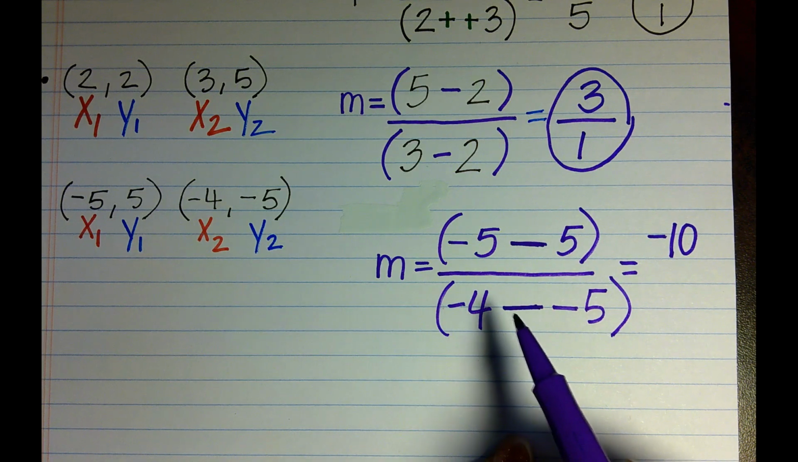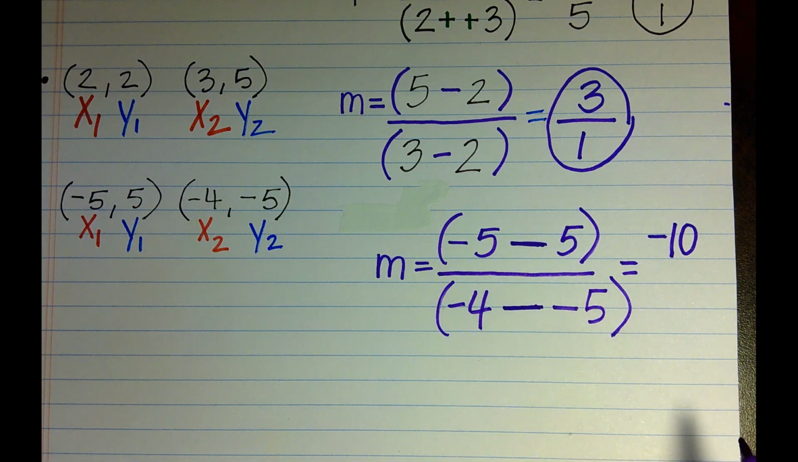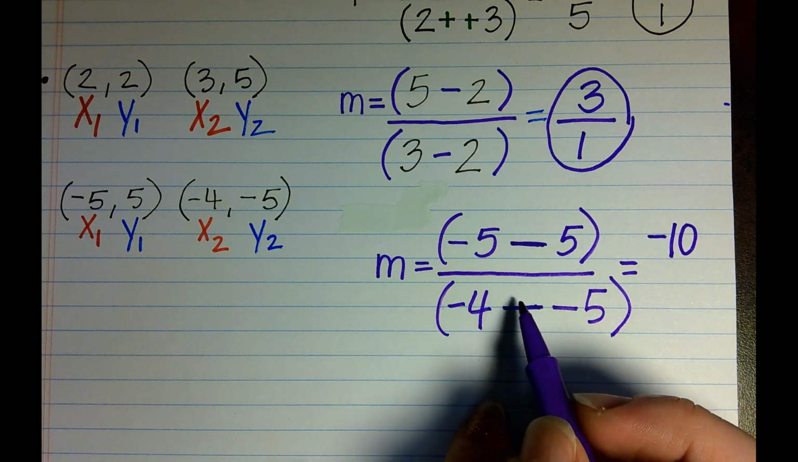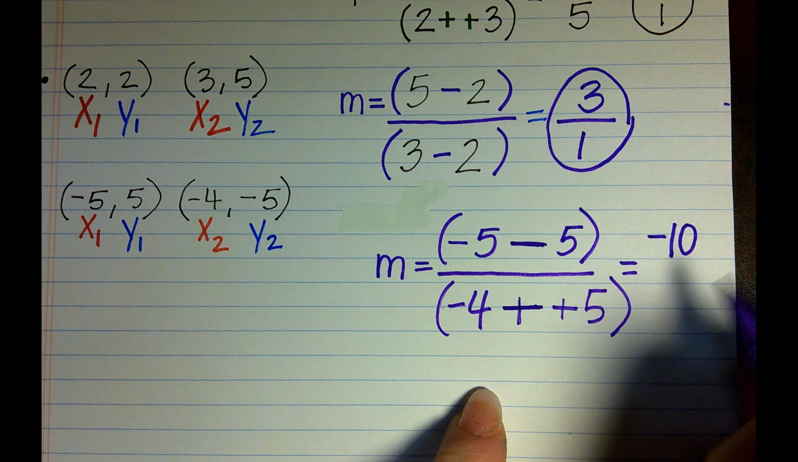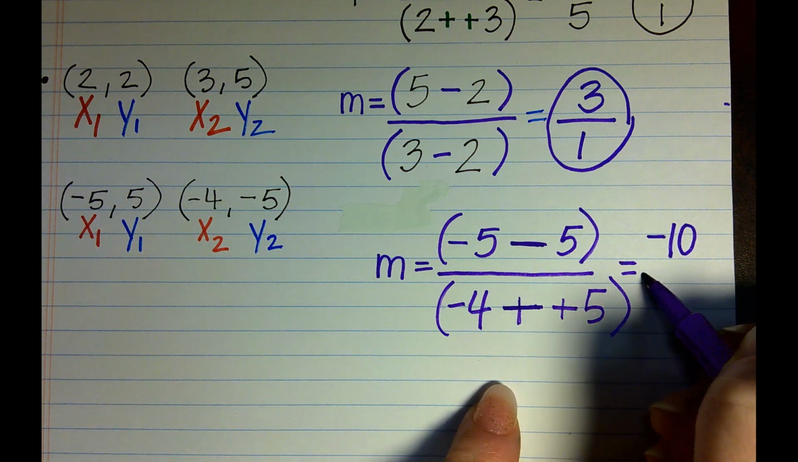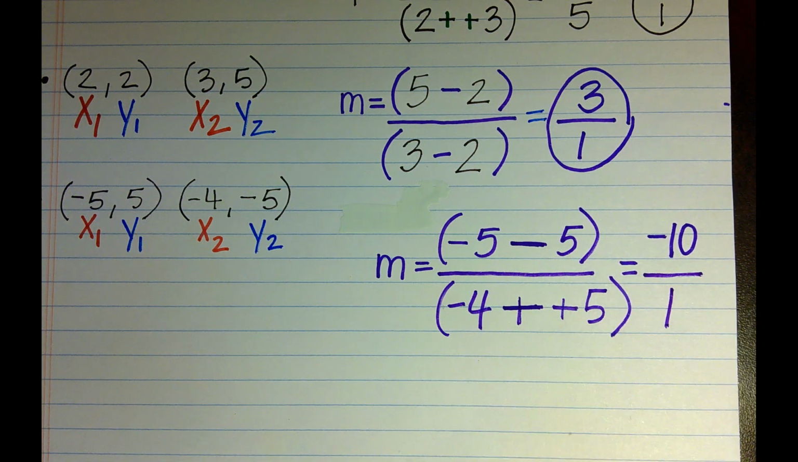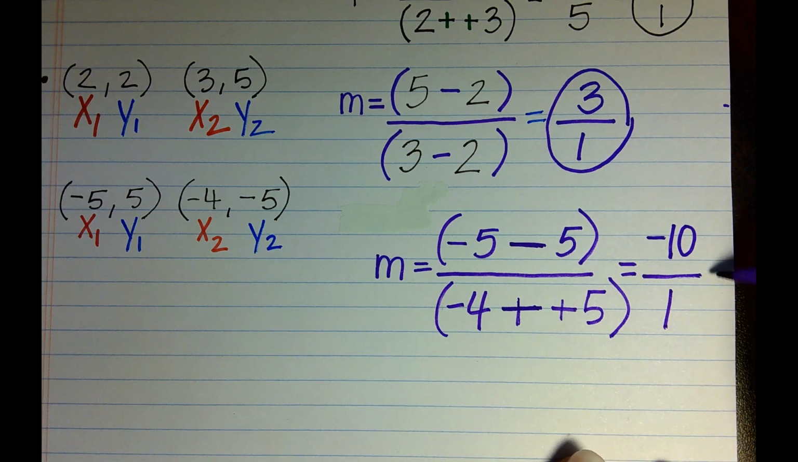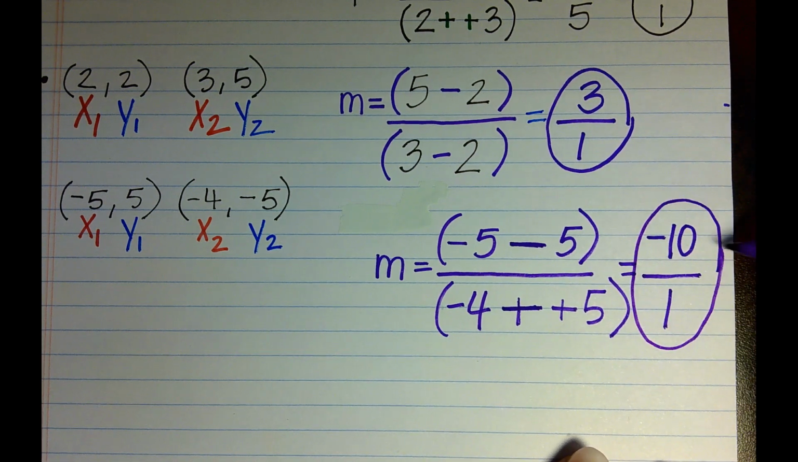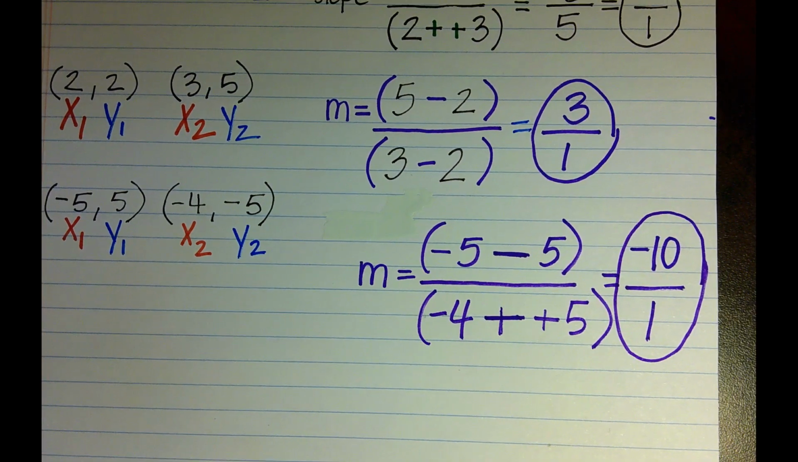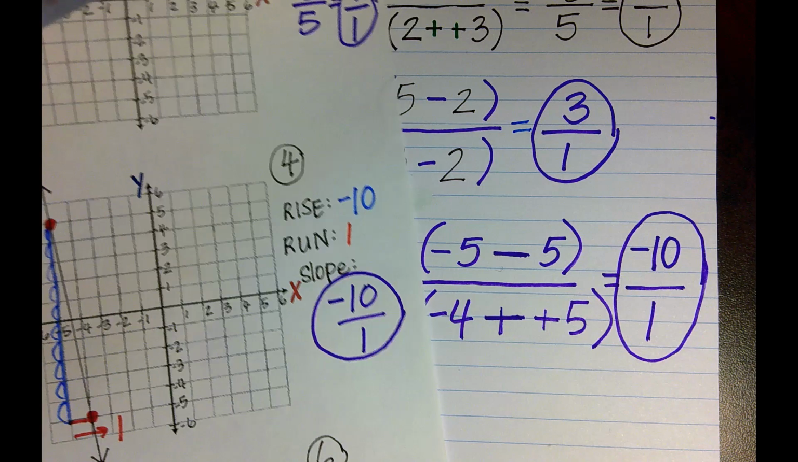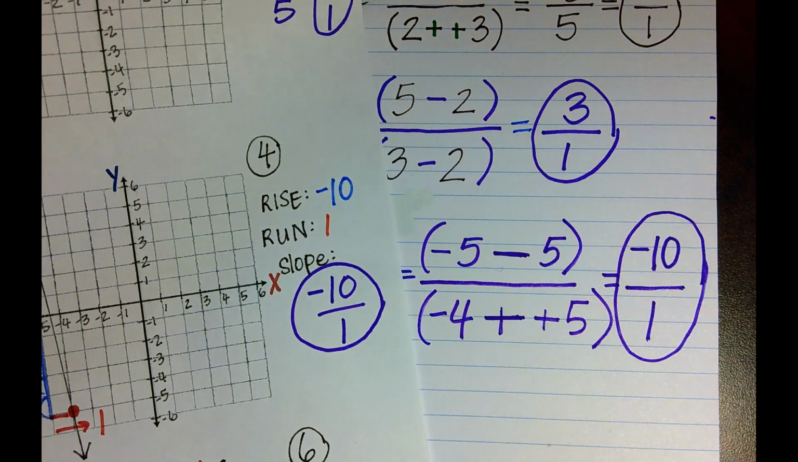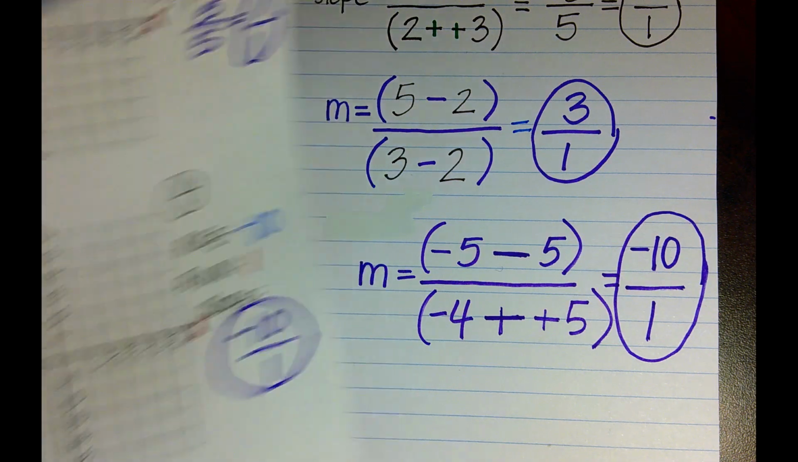Now, -4 minus -5. Take the minus and make it a plus. Good, that's a plus now. And that is going to give us 1. So -10 over 1. That's our slope. And if we look at our problem on the do now, that's right. Number 4 was -10 over 1. Awesome.